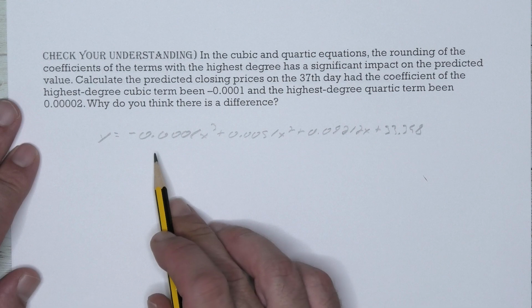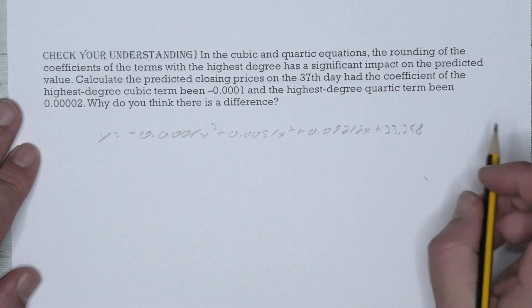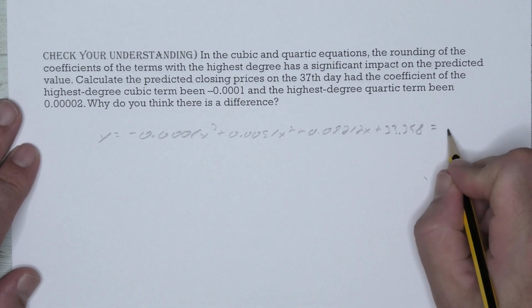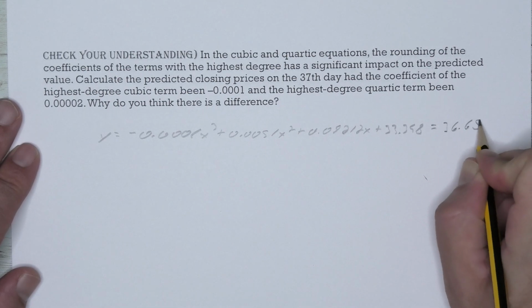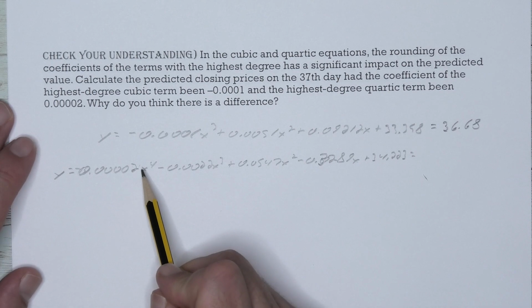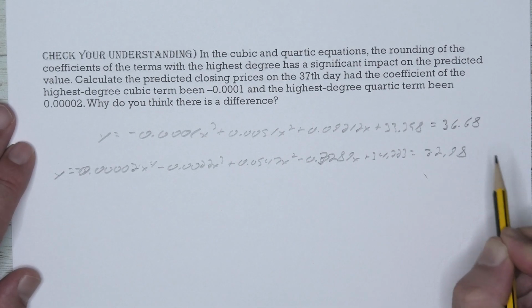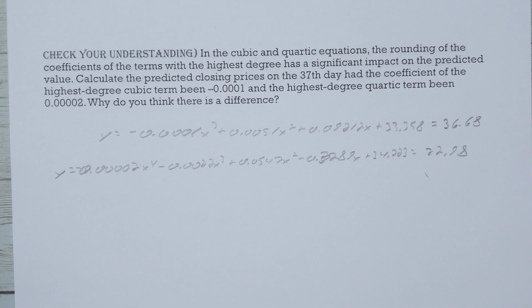Now, when it comes to the cubic term, by changing that, which means really dropping off that little 4, what we get would be equal to $36.68. And when we drop off the 8 that was there in the quartic, we get $22.98. In each equation, the first term has the greatest effect, since the x value is being raised to the highest power. Reducing the accuracy of the coefficient of the first term will have the greatest impact on the answer.